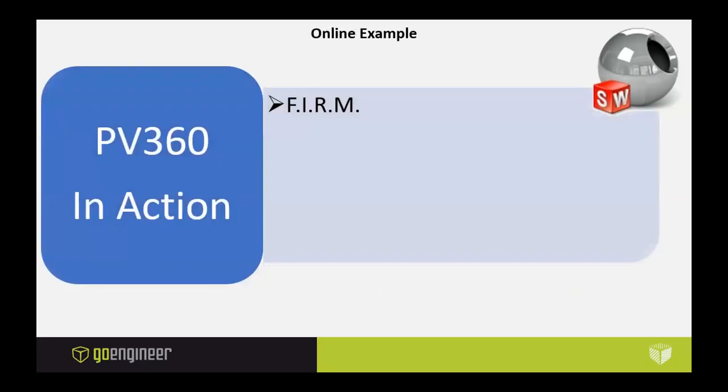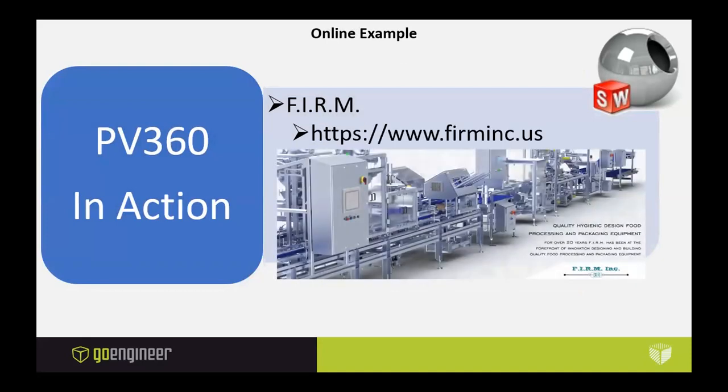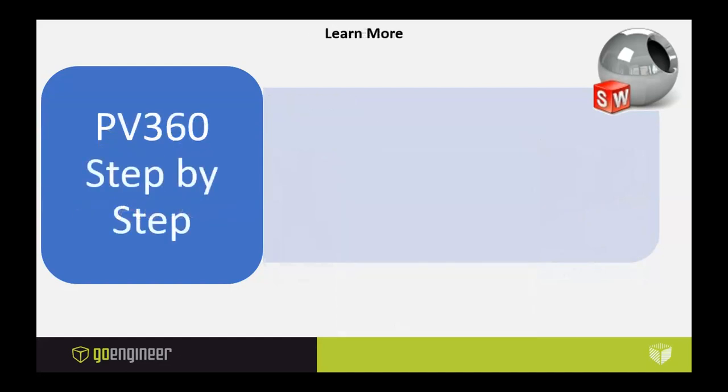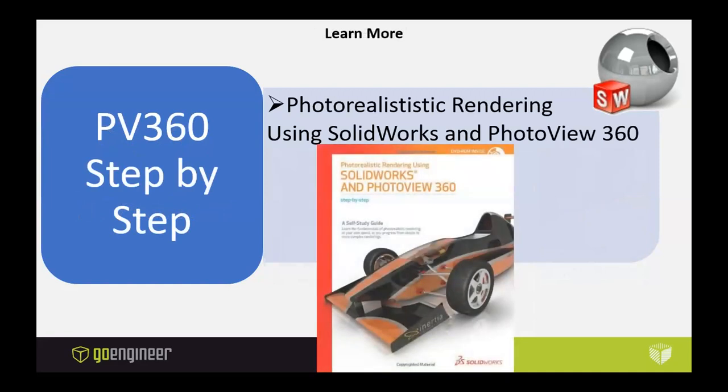For an online example, Firm, that's a company here in Arizona that builds amazing automation equipment for food services. Okay, their entire website was done in PhotoView 360. So you can go up there and see some amazing equipment, CAD models that have been rendered through PhotoView 360.